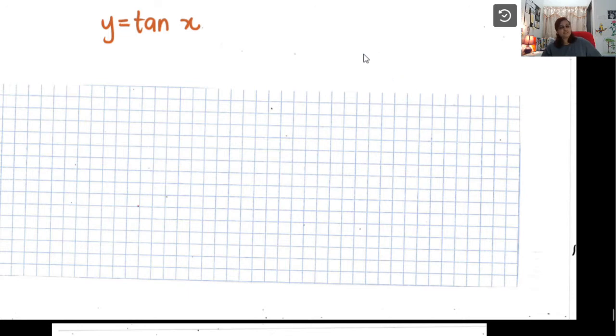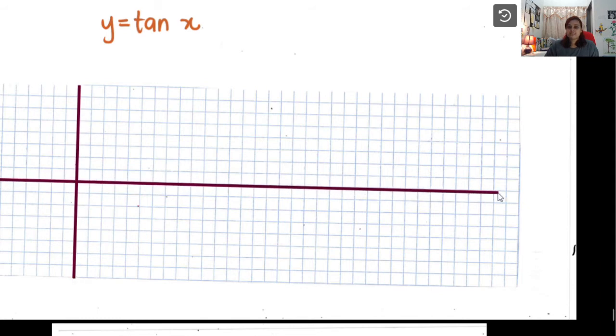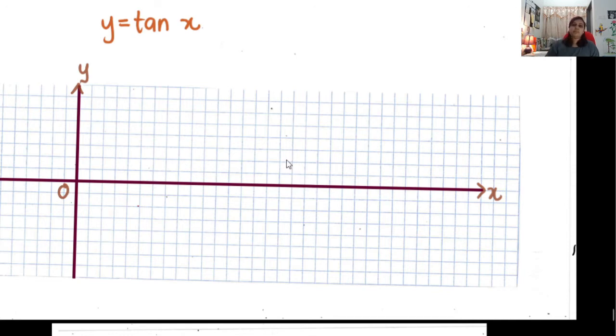All right, so this one is y equals tangent x. Now we go to tangent. The tangent graph is going to be a bit different. First let's draw the x-axis and the y-axis. So here is our x. Let's draw the degrees. I'm going to put in degree.